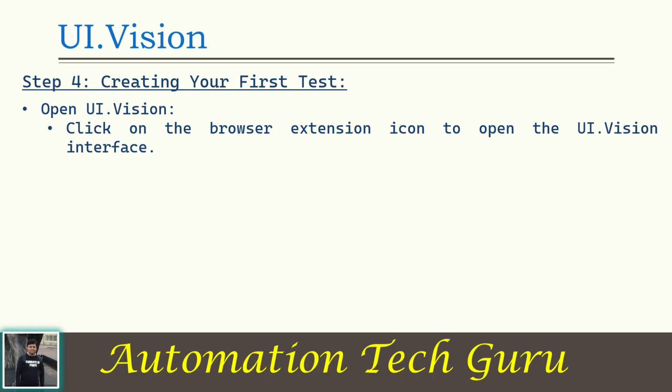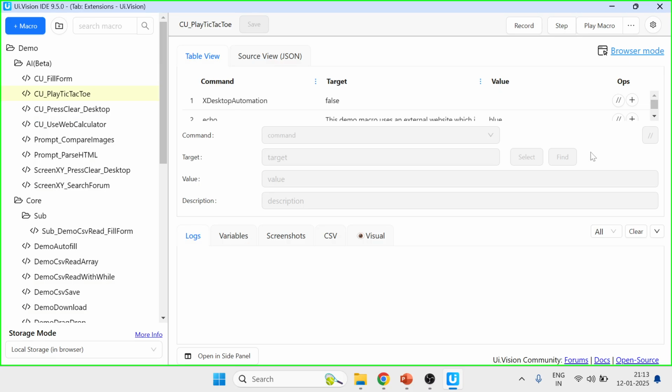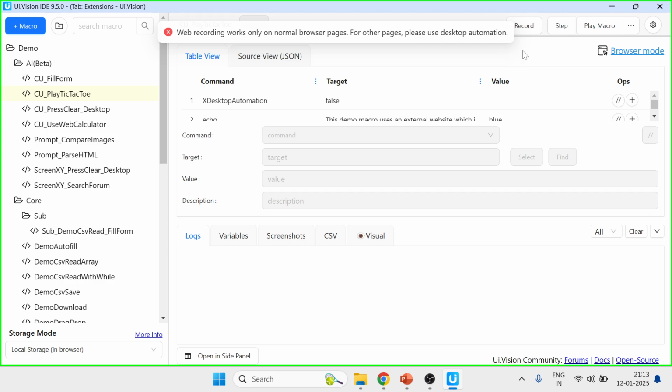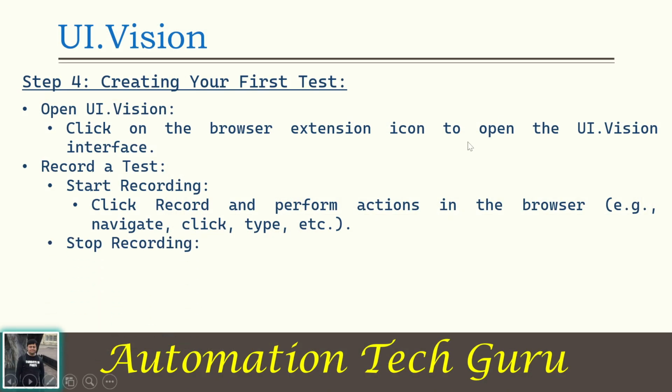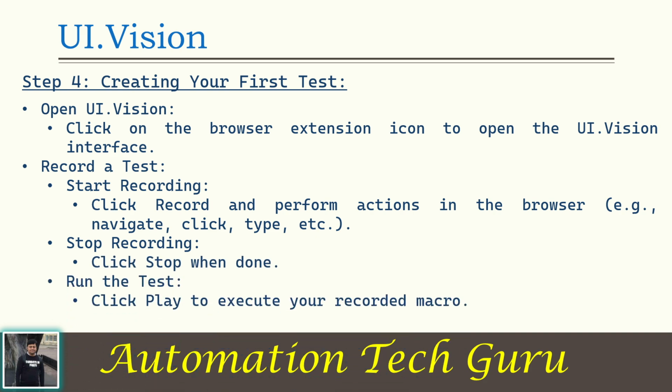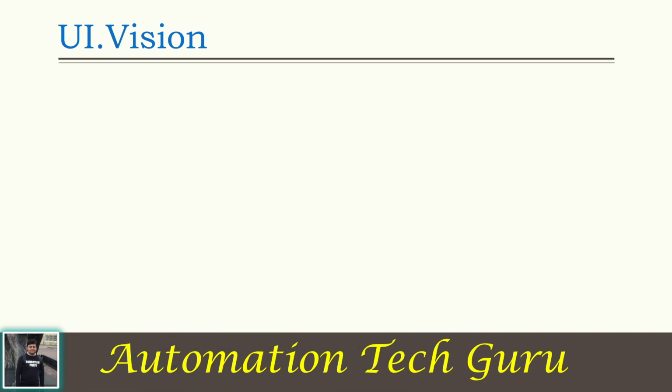Then next is click on the browser extension icon to open. I already opened this. Record the test: start recording, click record and play. So this is the record. If you want to record, it only works in a normal browser; for other pages please use desktop automation. So this is just the extension. Then stop recording, click stop when done, run the test, click play to execute your recorded macro.